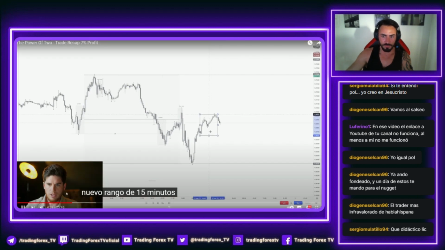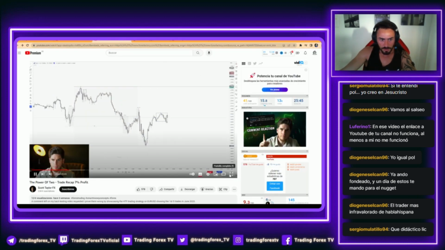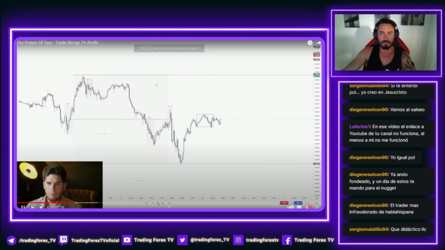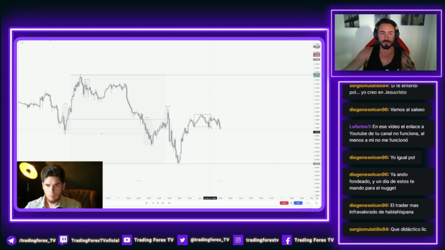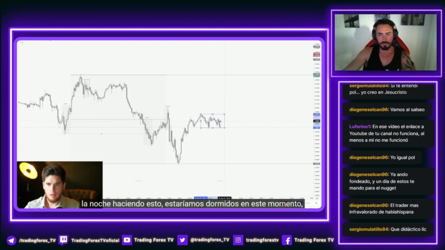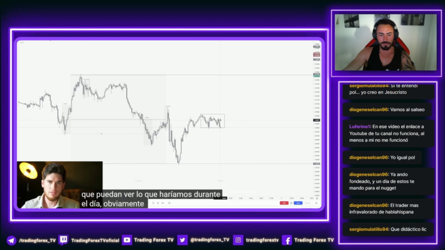New 15-minute range. And we just keep moving this range. Clearly we wouldn't be staying up all night doing this. We'd be asleep right now. But I'm just doing this for the purpose that you can see what we would do during the day. Obviously it'd be much slower because every candle is 15 minutes. So we're not doing this on the 1-minute chart, don't get confused.